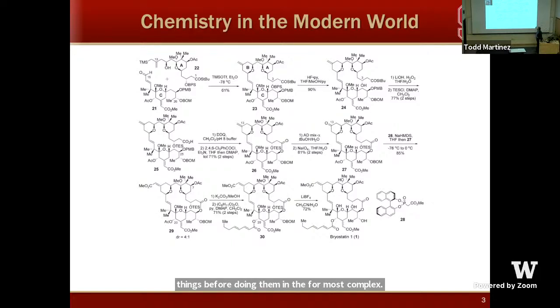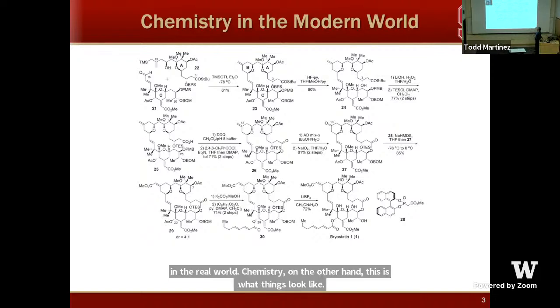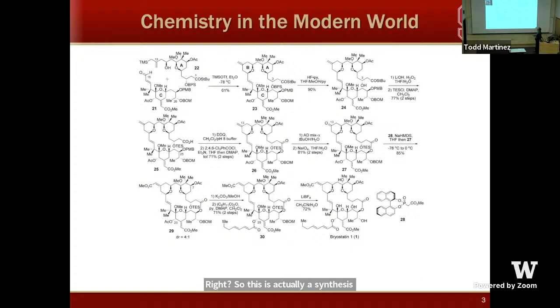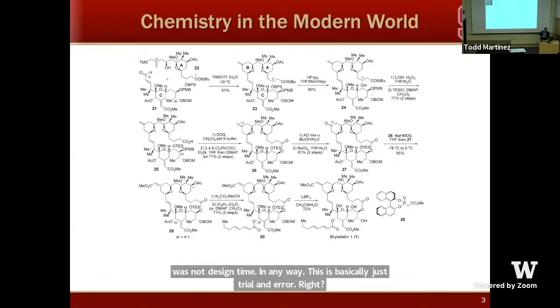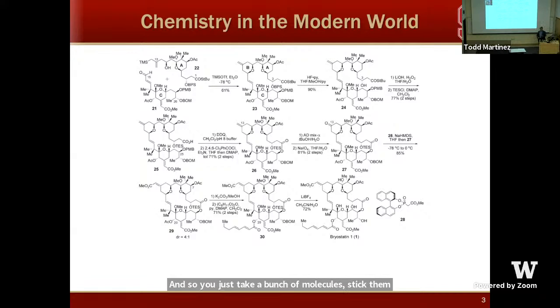Chemistry, on the other hand, this is what things look like, right? So this is actually a synthesis from one of my colleagues, Paul Wender, for bryostatin, and this was not designed computationally in any way. This is basically just trial and error. Right, and so you just take a bunch of molecules, stick them together, see what happens. For some new molecules, of course, they're very, very smart, so it doesn't take them forever to do this, but it still takes quite a bit of time.